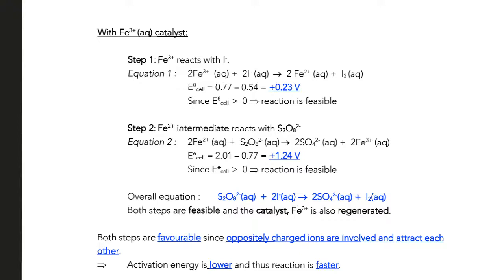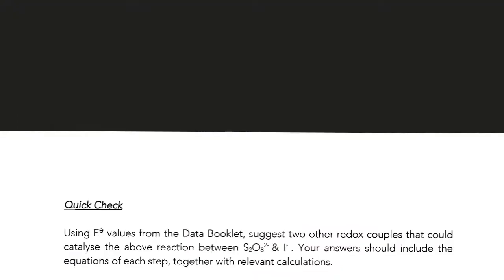Now one common question is to realize where you can use your E0 value, because there are other redox couples that can react and catalyze this reaction. You might want to search your data booklet, and your answer should also clearly show how you can use E0 cell calculation to show that it is possible. I will pause here, and you should spend about 8 minutes to try to solve this quick check question, which has more than one answer.